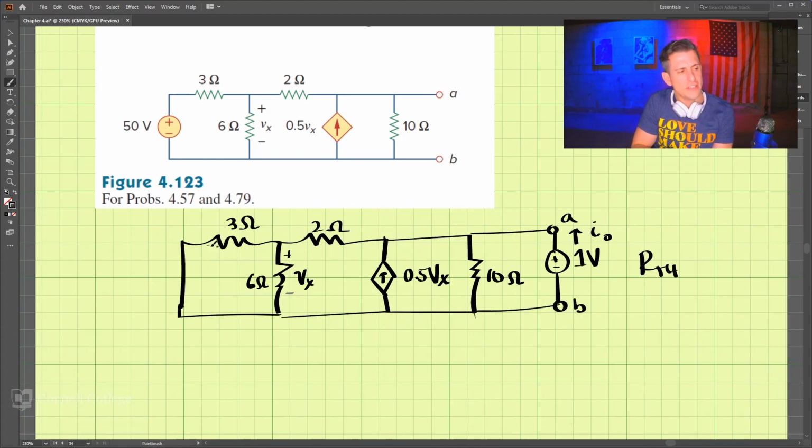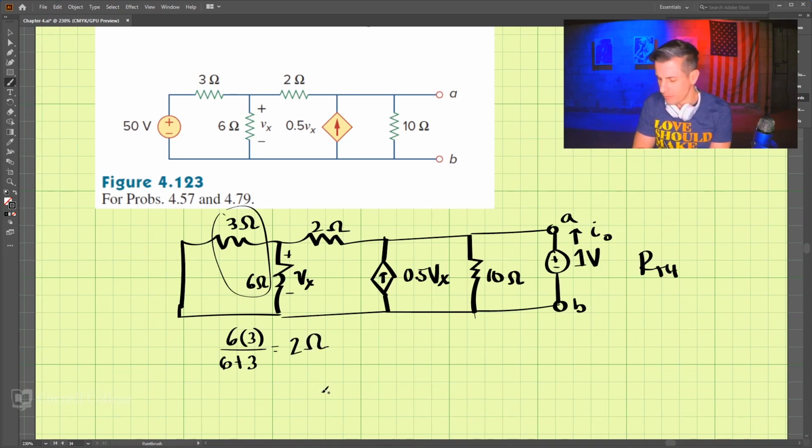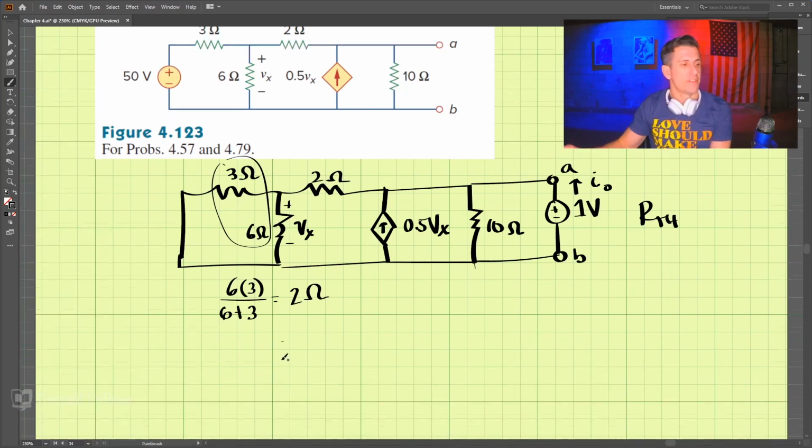I think it's easy to see here that these two are in parallel. So that is 6 times 3 divided by 6 plus 3. That's 18 divided by 9, which is 2 ohms. 2 ohms there. So let's simplify the circuit.